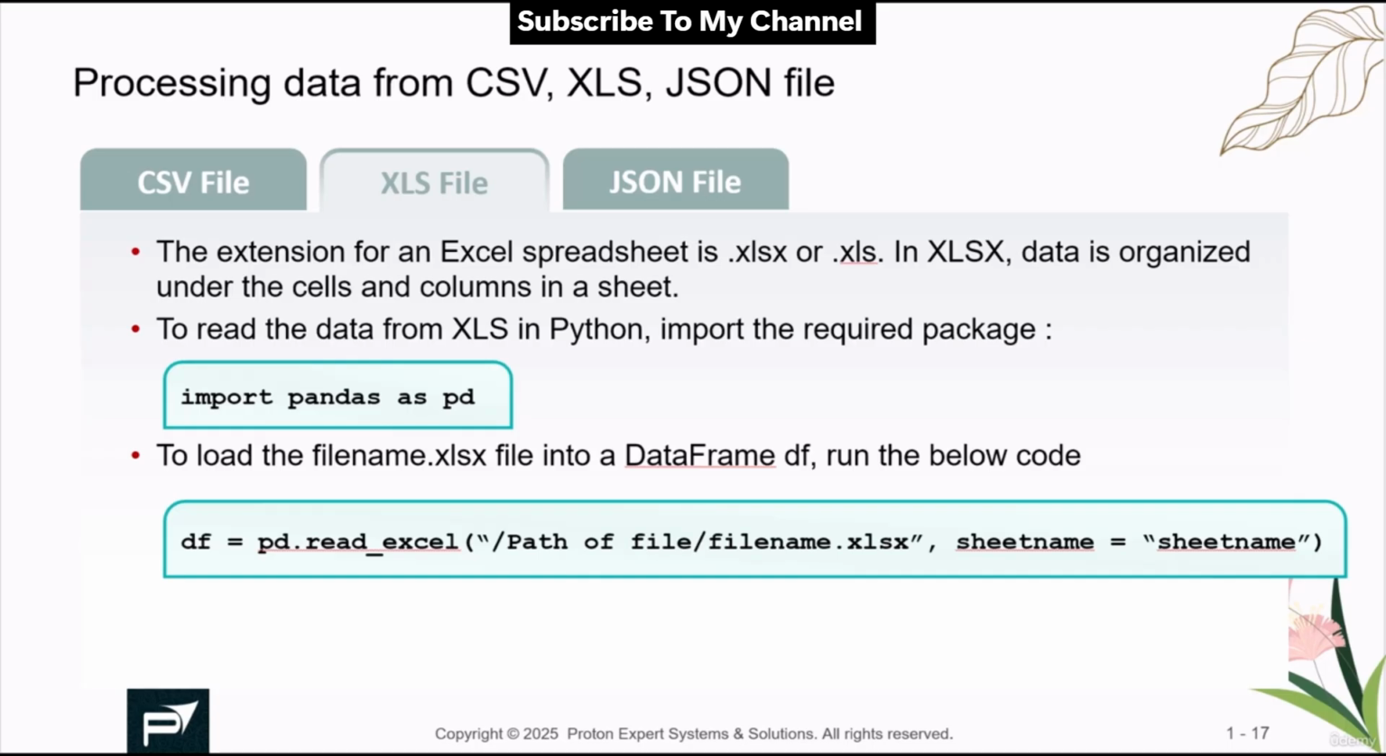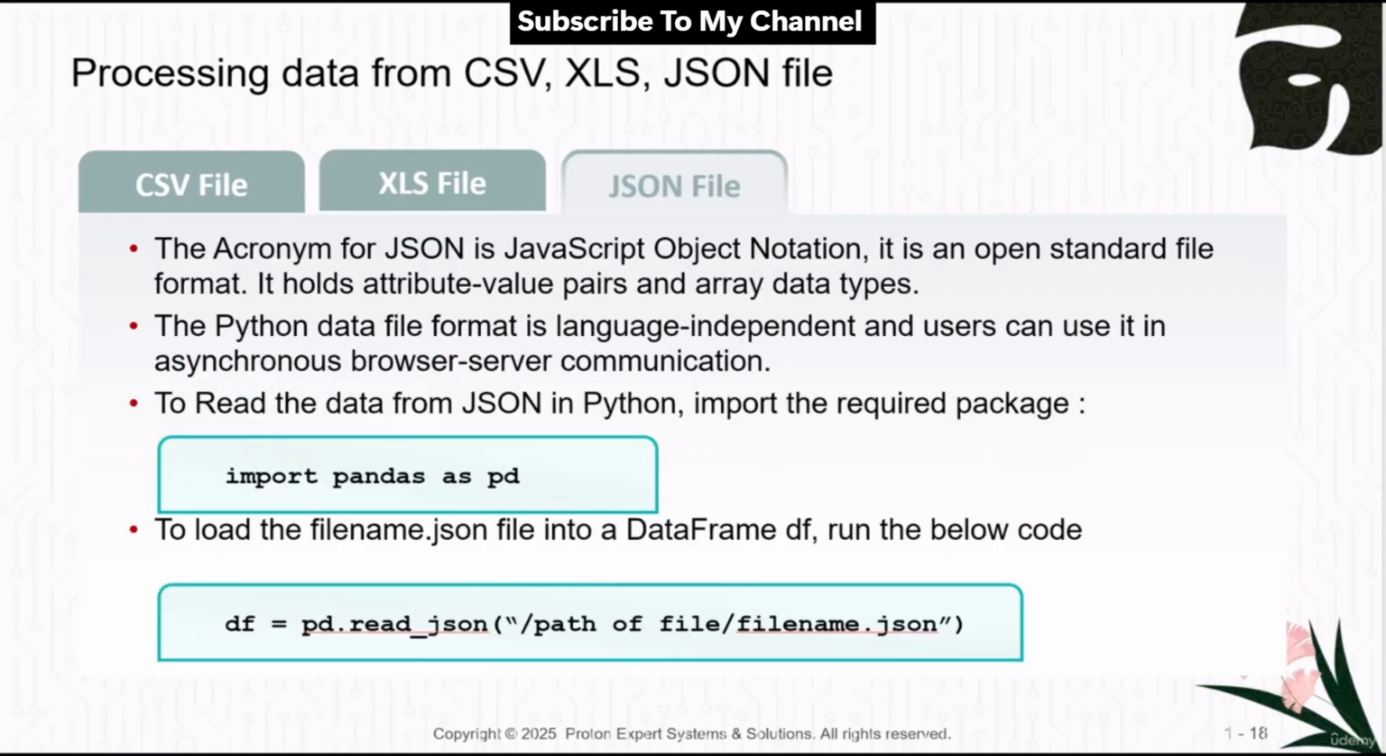Let's see the process of data from a JSON file. The acronym for JSON is JavaScript Object Notation. It is an open standard file format. It holds attribute value pairs and array data types. To read the data from JSON in Python, import the required package such as import pandas as pd and load the JSON file into the data frame.